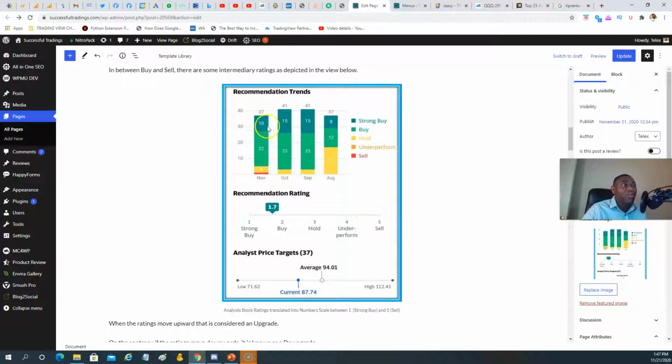When you see a decimal number like 1.7, that's several analysts. In this case, this screen capture is saying that 37 analysts actually provided recommendations or ratings on this stock, and the average of that is 1.7. That's what it means. If an analyst recommends a strong buy, a value of 1 is given, a buy, a value of 2, and then they just take the average.